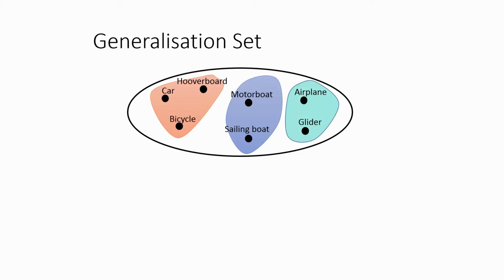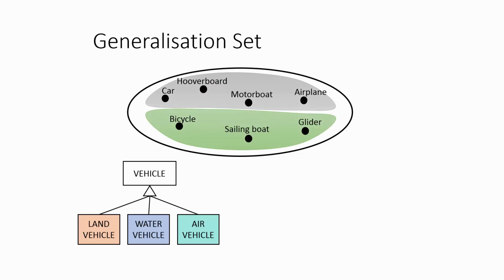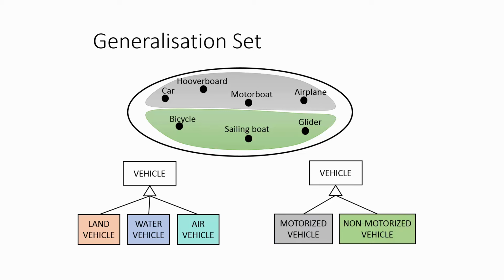If you look at the transportation medium, you would have a partition like this. Vehicles are either land, water, or air vehicles. But if you look at the presence of an engine, then you have a partition like this. Vehicles are either motorized or not. This example illustrates how in certain cases a single concept can be partitioned in two different ways.